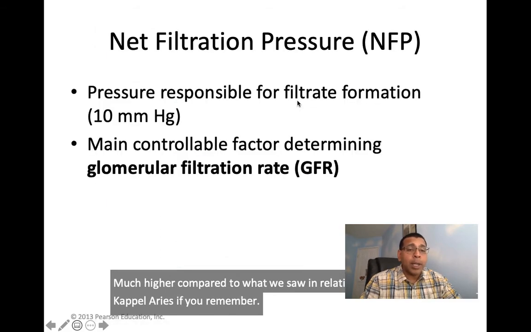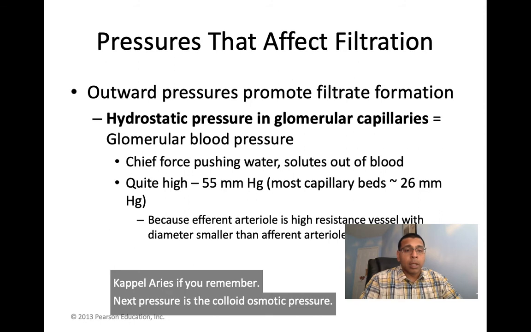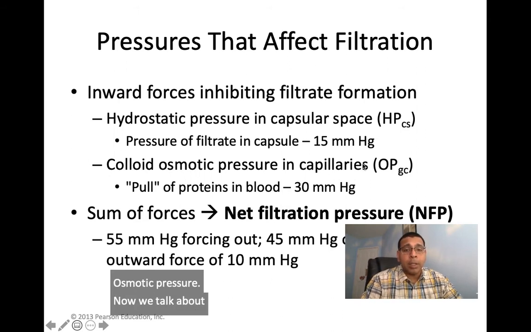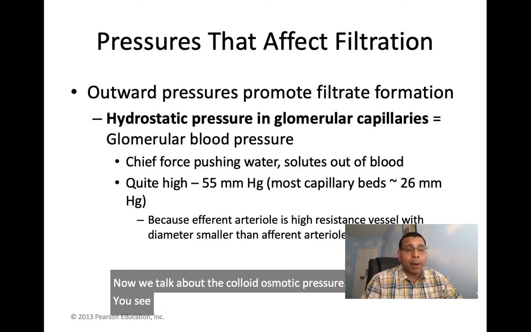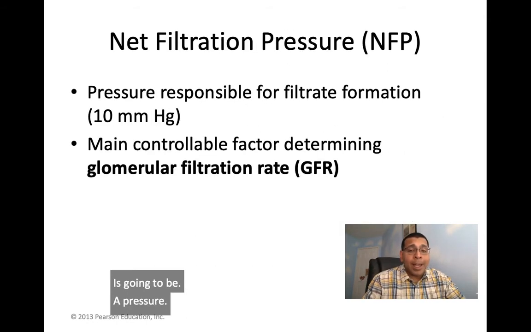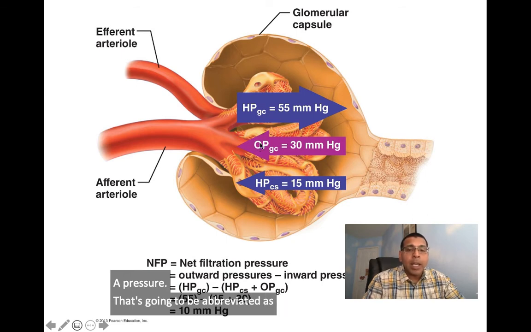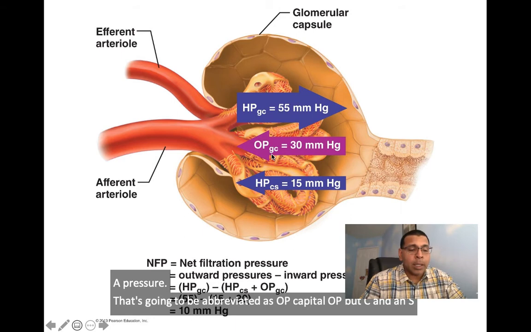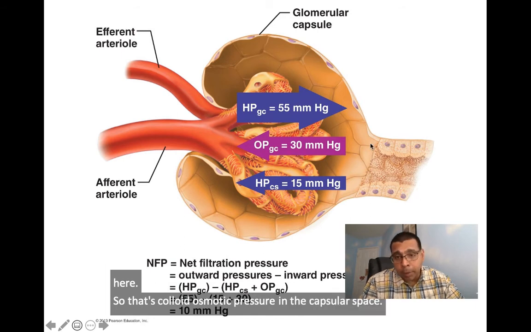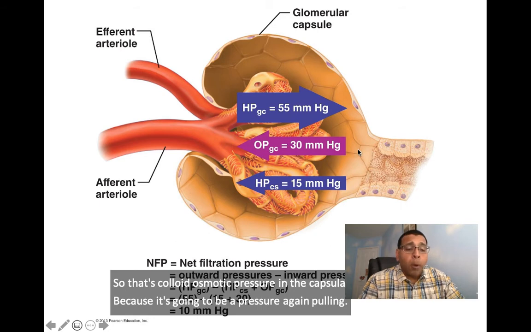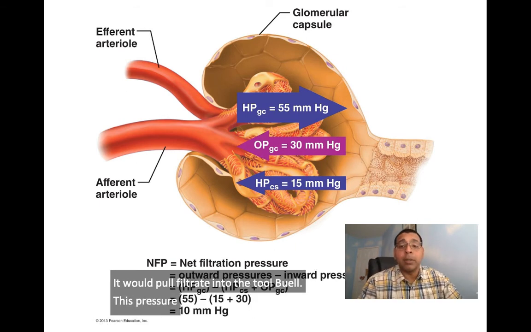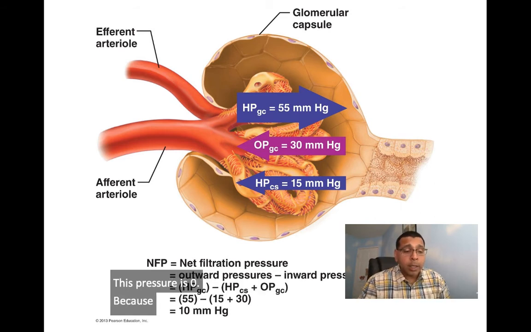Next pressure is the colloid osmotic pressure. You'll see it's abbreviated as OP, capital OP, with a C and an S, so that's colloid osmotic pressure in the capsular space, because it's going to be a pressure, again, pulling. It would pull filtrate into the tubule. This pressure is 0 because no proteins enter the capsule.